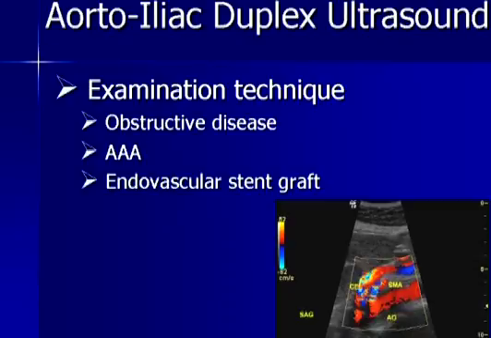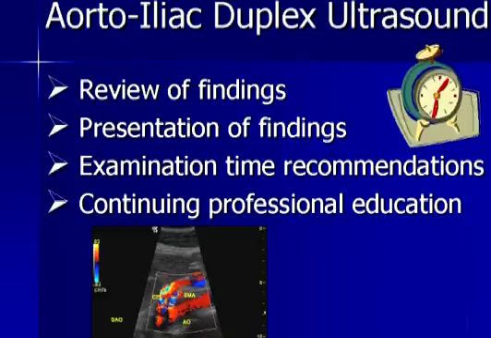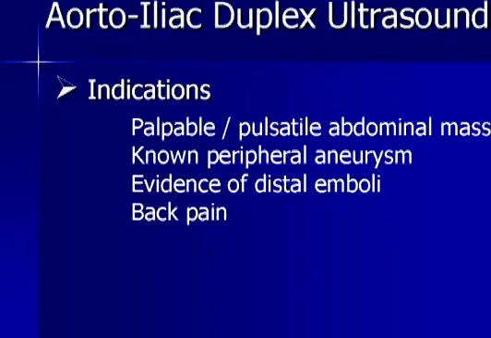We'll spend a great deal of time on the examination technique itself regarding examinations for aortoiliac obstructive disease, abdominal aortic aneurysmal disease, and the postoperative evaluation, particularly in those patients who have had endovascular stent grafts placed. Finally, we will present a review of the findings, how to present those findings to an interpreting physician, recommendations for the time it should take to perform this examination, and finally, a few comments about continuing professional education.